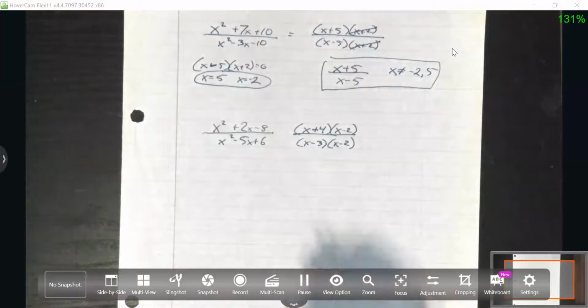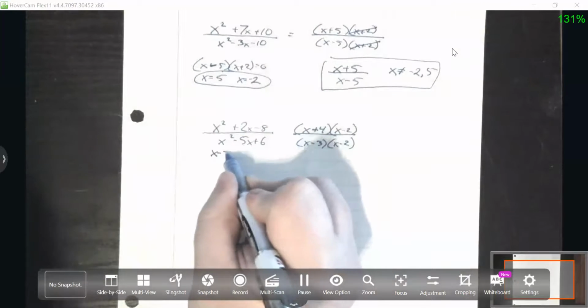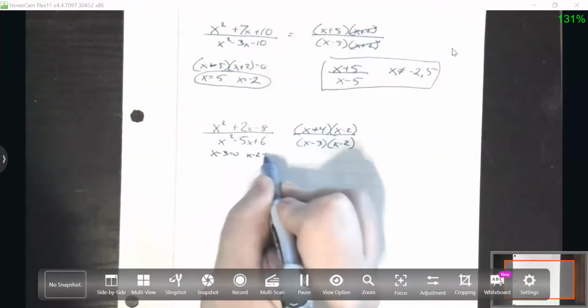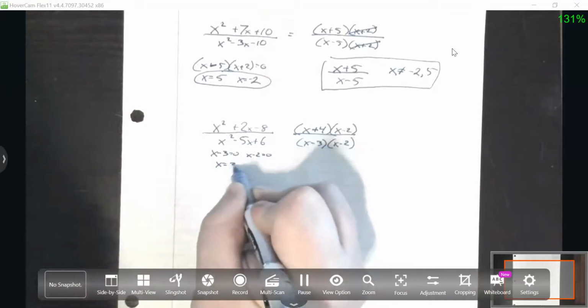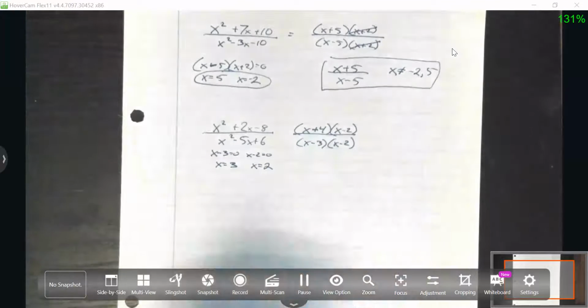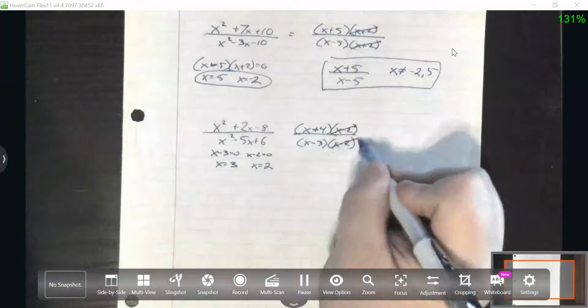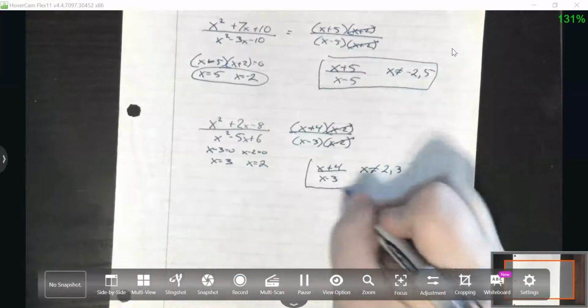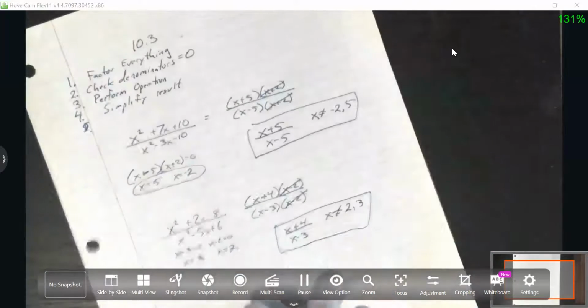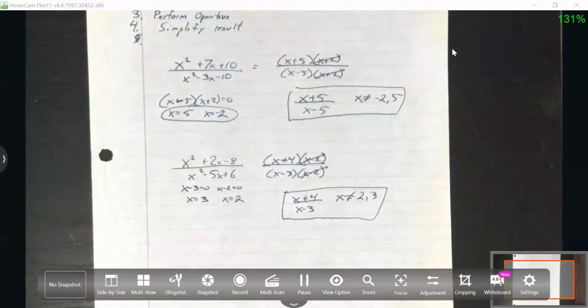We take our denominator, we set them equal to 0. So we have x minus 3 equals 0. We have x minus 2 equals 0. So we have two values, x equals 3 and x equals 2, that would mess this up. We perform the indicated operation, nothing to do with it this time. So now we can simply simplify. We have an x minus 2 top and bottom. So I get x plus 4 over x minus 3, but x cannot be equal to 2 or 3. So that's our basic idea behind simplifying.